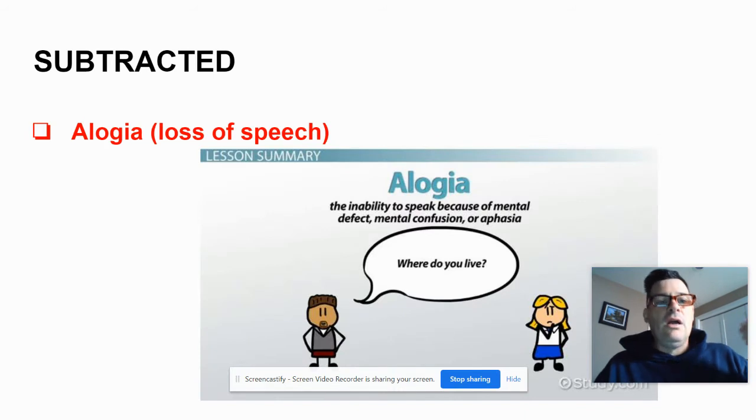All right. And they are alogia, loss of speech. So you could have someone who's a schizophrenic and they just lose all ability to speak, gone. So alogia, inability to speak because of mental defect, mental confusion, or aphasia. So in this case, schizophrenia can cause complete loss of speech, alogia. There are a couple of vocabulary words here that you're going to need to know.